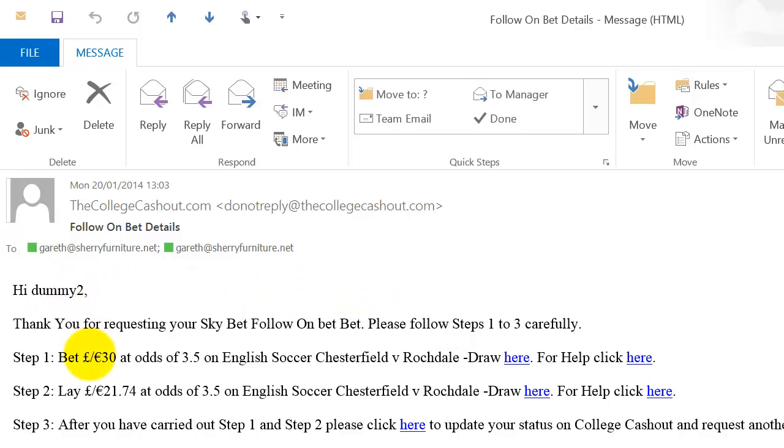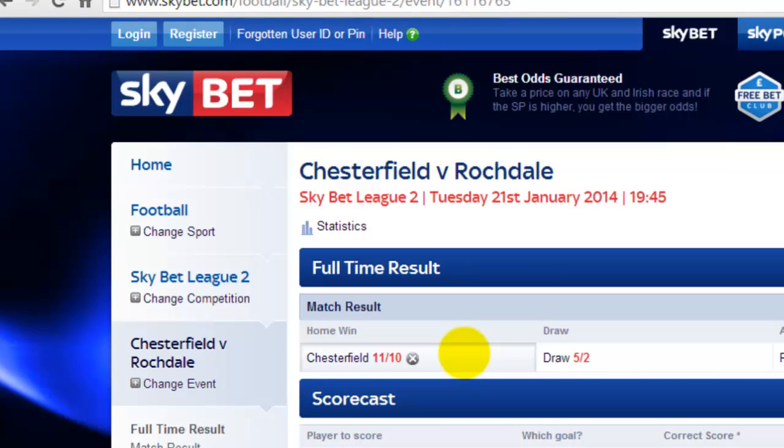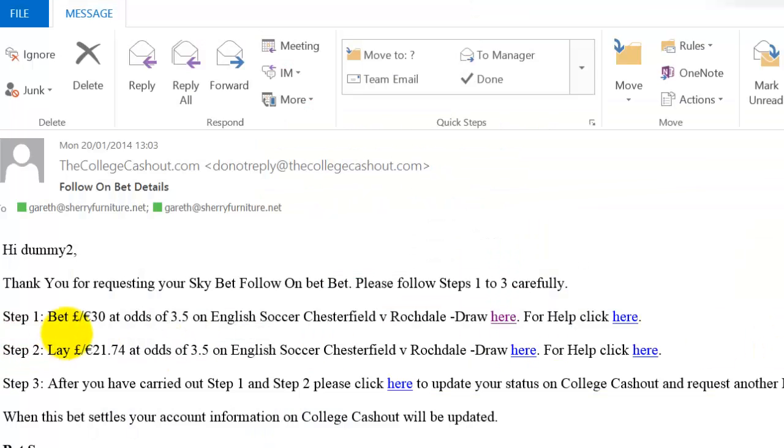Looking at step 1 in more detail, we're going to click the hyperlink to bring us over to the bet at Sky Bet. So we click the link. It's brought us to the bet in Sky Bet. The odds are displayed in fractions. Chesterfield home win is 11-10, the draw is 5-2, and the Rochdale away win is 23-10. Just checking our instruction again. We're looking for odds of 3.5 on the draw between Chesterfield and Rochdale.